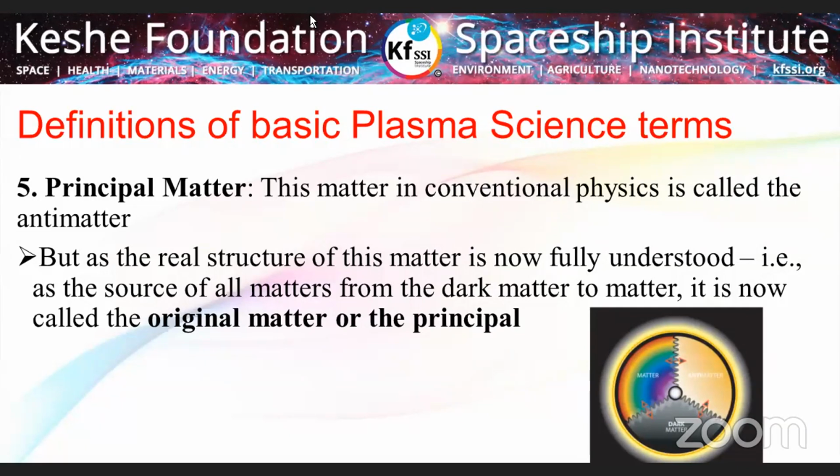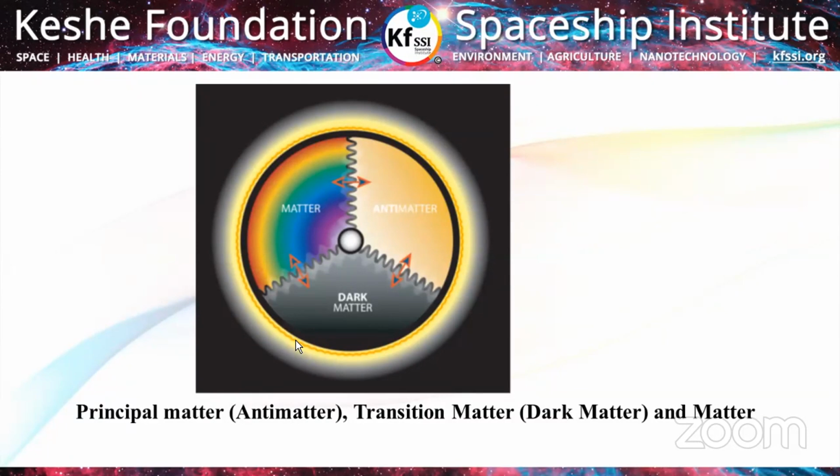So this matter thing is understood now, and the principal matter is the source, the original matter, the source of all other matters. I'll continue here. This is a better picture of the structure that shows principal matter, previously known as antimatter, transition matter, previously known as dark matter, and then matter itself. And of course, there are residuals at the center.